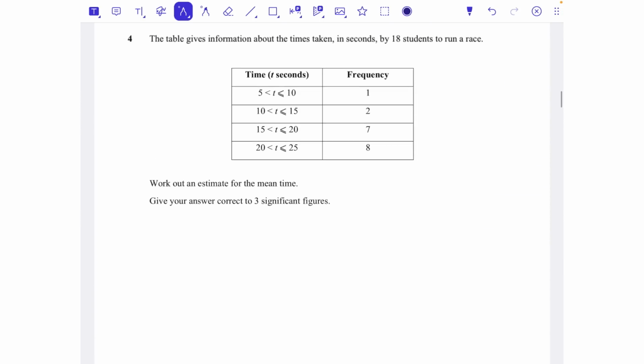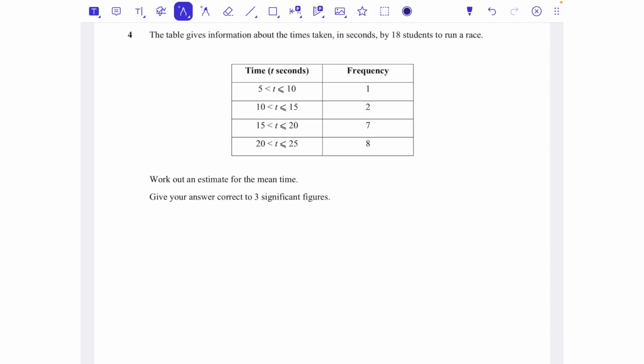Question number 4. The table gives information about the times taken in seconds by 18 students to run a race. Work out an estimate for the mean time. Give your answer correct to 3 significant figures. So the mean from a frequency table, we know that one student here ran the race between 5 and 10 seconds, but we've got no idea if it took her or him 6 seconds or 10 seconds. We just don't know. But we're always going to have a sensible guess and go in the middle of the category. So let's just say 7.5.